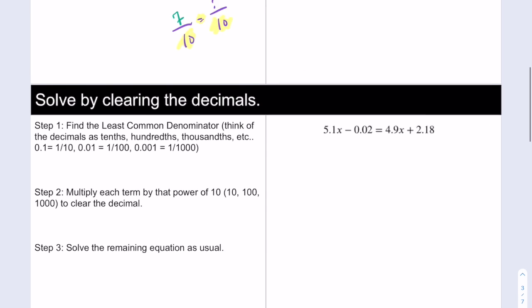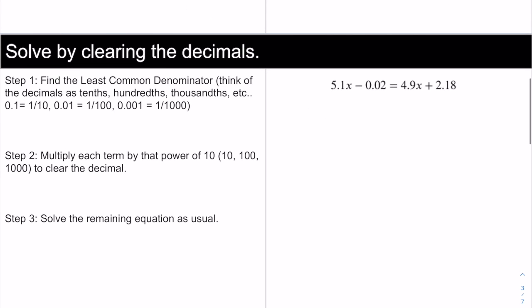We could also take that same train of thought to decimals. So if I'm looking at these decimals, that 0.1 in 5.1 we know is 1/10. The 0.02 is 2/100ths. In 4.9, the 0.9 represents 9/10. In 2.18, that 0.18 represents 18/100ths.